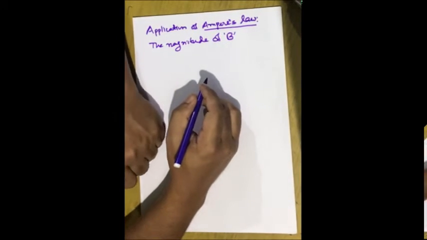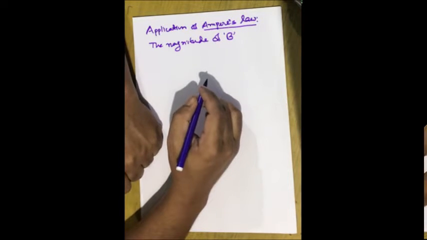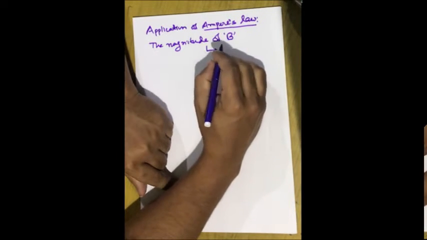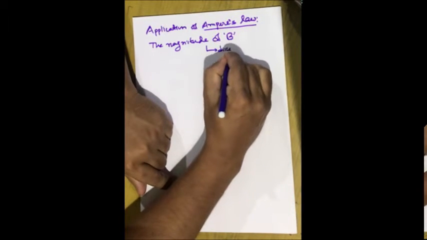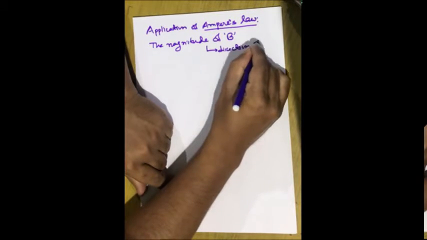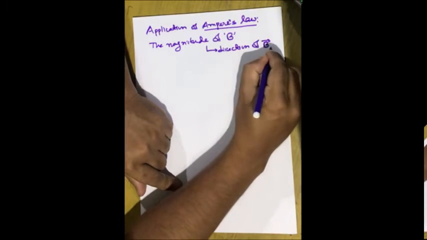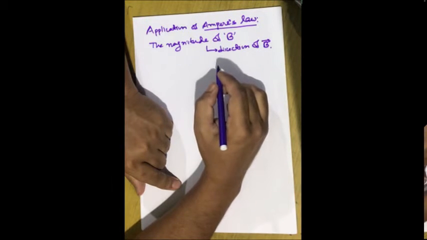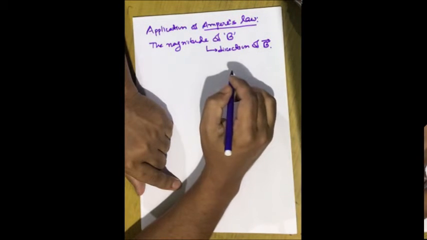In order to apply the Ampere's law, certain advance knowledge is necessary. For example, we have to know the direction of the magnetic field, direction of B. If we know the direction of the magnetic field, we can choose the Ampere's loop along that direction, so that our calculation becomes easy.